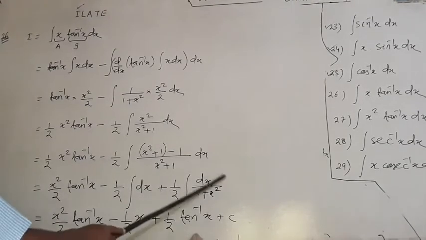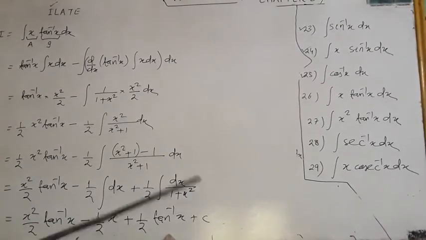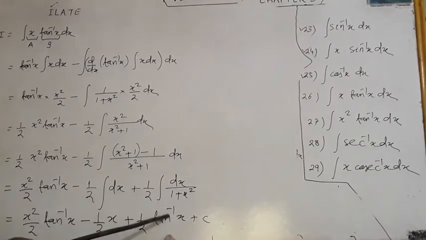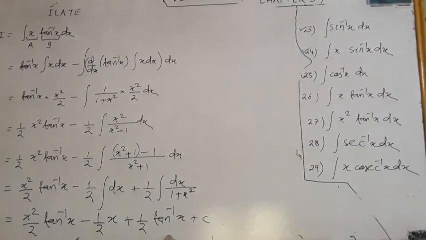This is the integral of dx by 1 plus x square. It is the derivative of tan inverse x. So it is 1 by 2 tan inverse x plus c. Okay.